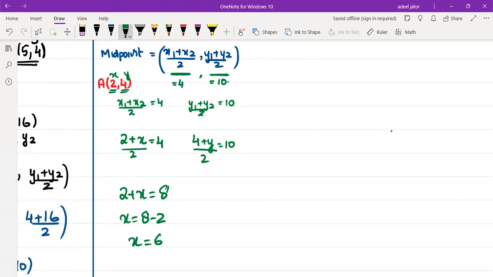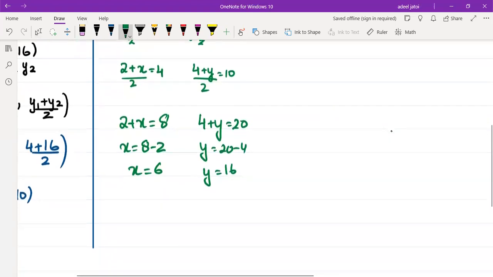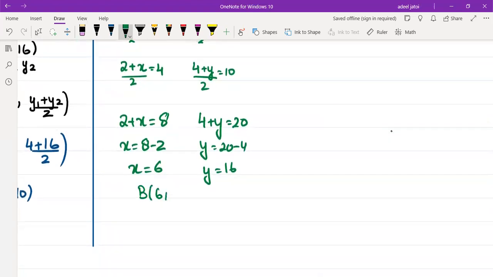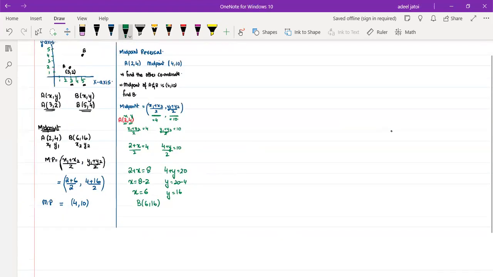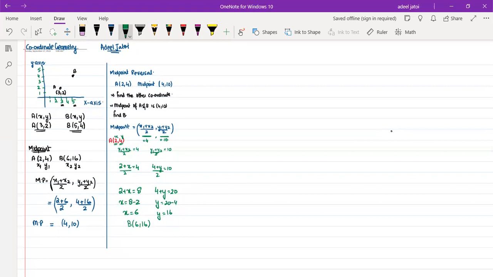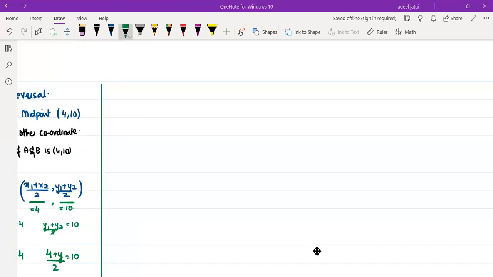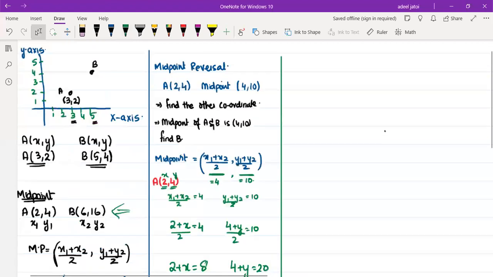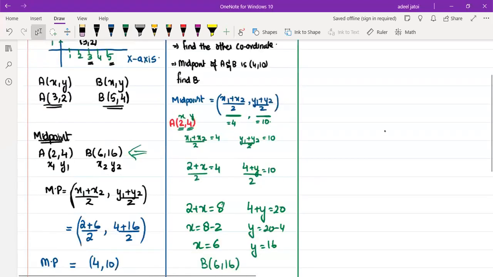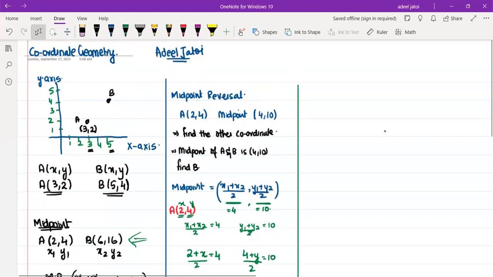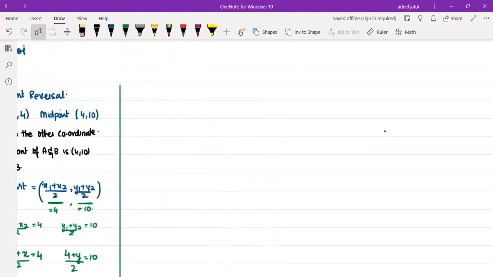Similarly, 4 plus y upon 2 is equal to 10. So this would be 4 plus y is equal to what? 20. So y is equal to 20 minus 4. Y becomes what? 16. So the answer for B should be what? 6, 16, which we already knew that B coordinate was what? 6, 16 here. But we found out using the reversal of the midpoint. So we did coordinate geometry, midpoint formula, and then we did midpoint reversal.